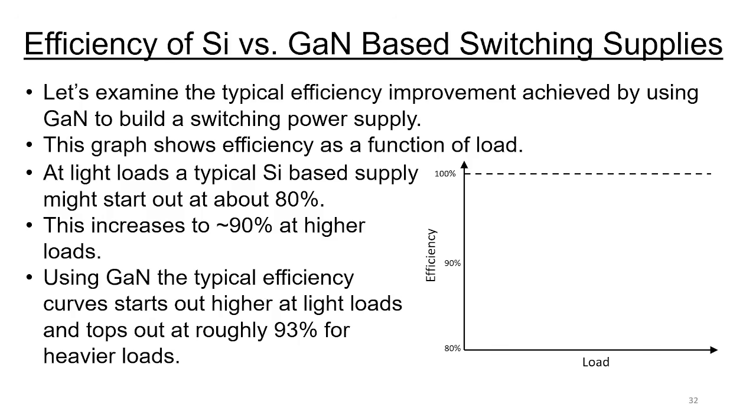So let's examine the typical efficiency improvement achieved by using gallium nitride to build a switching power supply. So this graph shows efficiency as a function of load. At light load, a typical silicon-based power supply might start out at about 80%. This increases to maybe 90% at higher loads. Using gallium nitride, the typical efficiency curve starts out higher at lighter loads and tops out at roughly 93% for heavier loads.